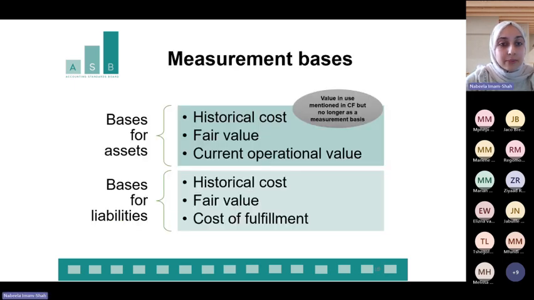So looking here at the split of measurement bases which are applicable to assets and then which bases are applicable for liabilities. For assets, the applicable bases are historical cost, fair value, and current operational value. And then for liabilities, the bases applicable are historical cost, fair value, and cost of fulfillment. Now, value in use is mentioned in the conceptual framework, but it is no longer a measurement basis. It's not included in the list of measurement bases because its use is limited to impairment.